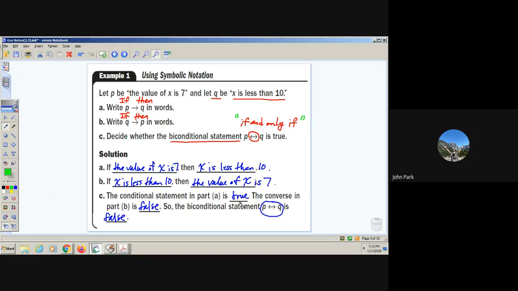Here the conditional is true, but the converse is false. Therefore the biconditional statement, P if and only if Q, is actually false. Remember, both the statement and the converse have to be true in order for the biconditional statement to be true. So the double arrow is the biconditional. The single arrow is the conditional statement, if P then Q, or if Q then P. Those are the symbols that we use for the conditional statement as well as the biconditional statement.